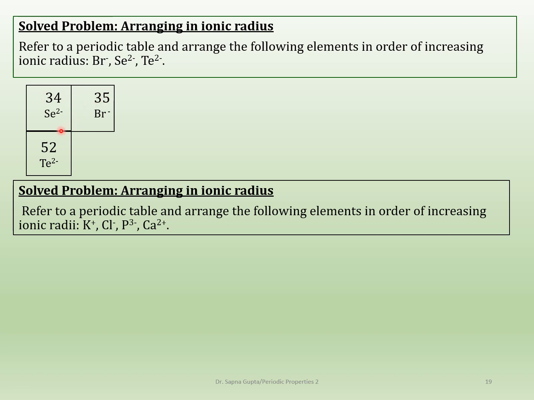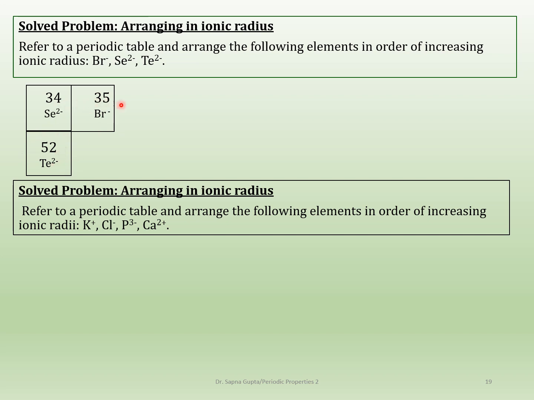So here's selenium, and then we have tellurium below that, both of them with the same valency. And then bromine here is the bromide, which is 1 negative. So remember, as you go down, the radii increases, whether it's 2 minus or 3 minus, although it's not going to change, because in the same group you're going to have the same charge. So as you go down, size increases.